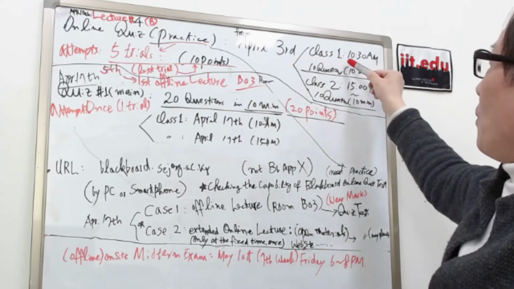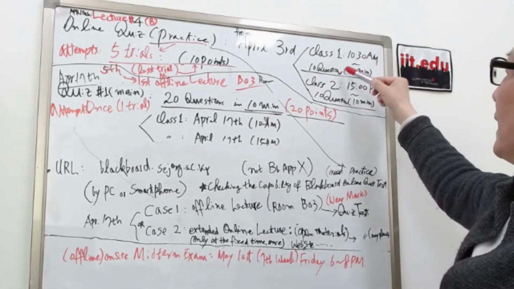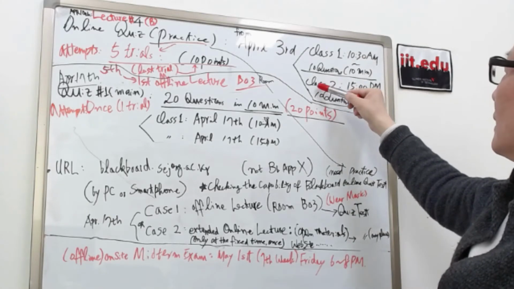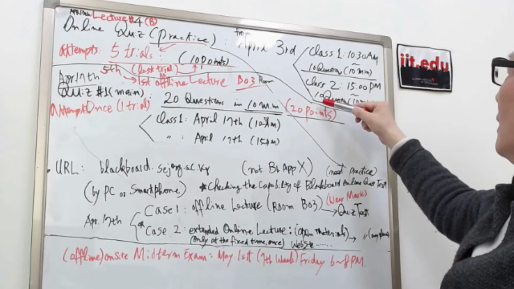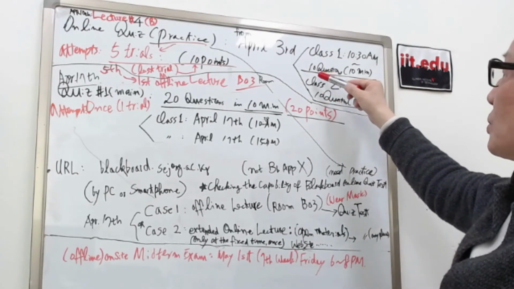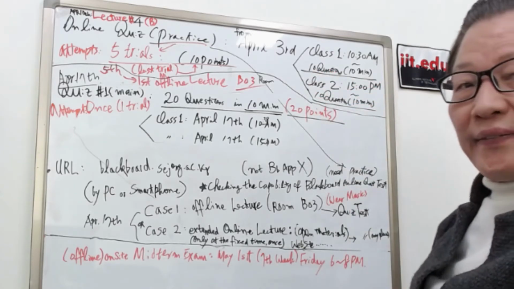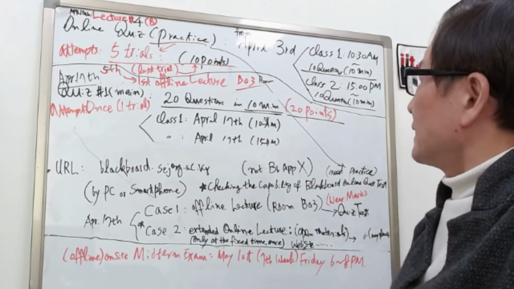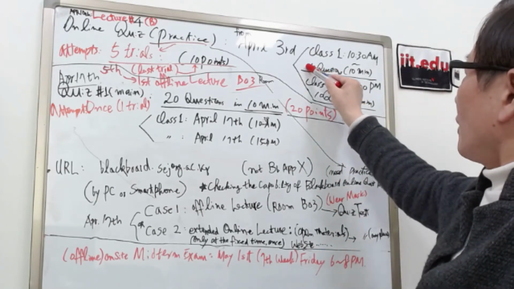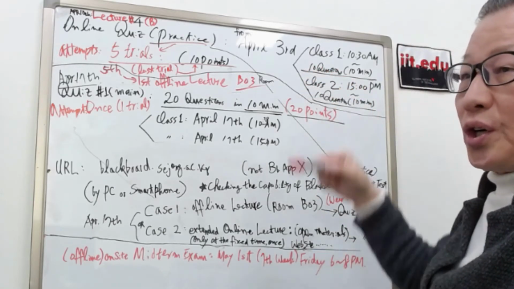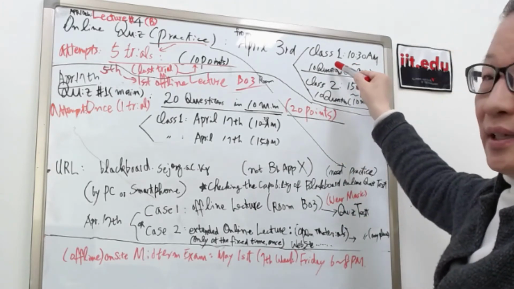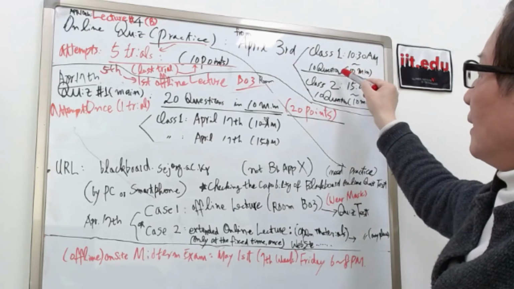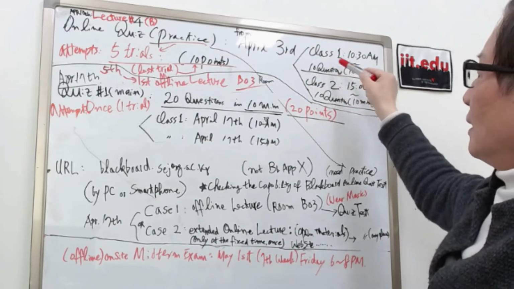For class number 1 from 10:30 a.m. and class number 2 from 15 p.m., this practice quiz test is available, thus you can try that practice quiz test. 10 questions, and you should solve them in 10 minutes. That time may be sufficient to solve those 10 questions.